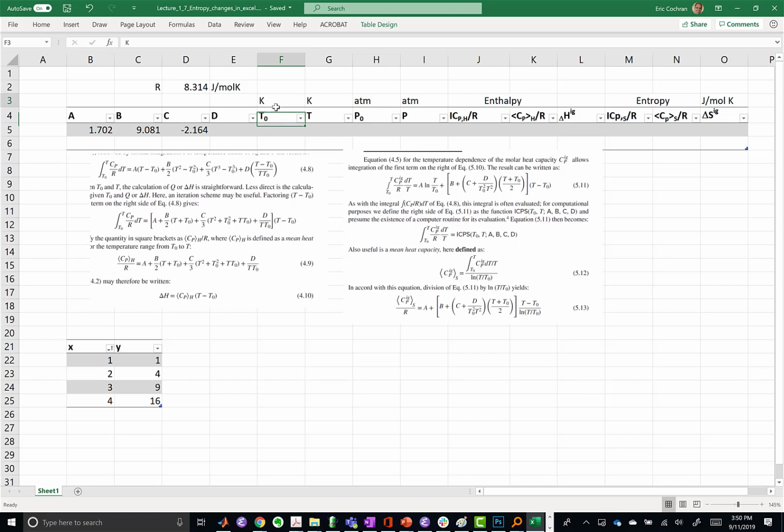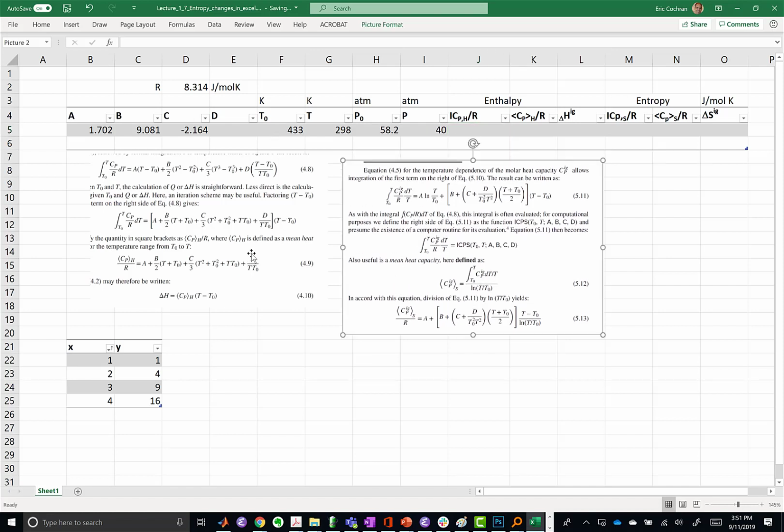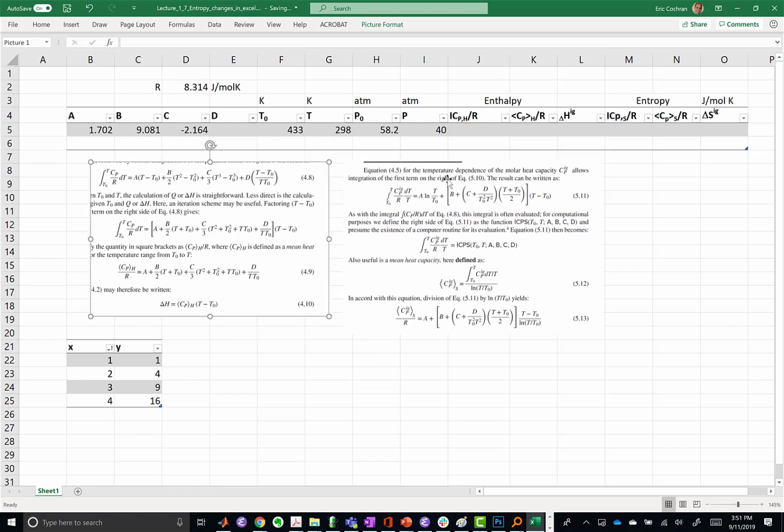So this next section of 4 cells, this is my user input region. So the first example I'm going to do, we're going from 433 Kelvin to 298 Kelvin. We're going from 58.2 atmospheres to 40 atmospheres. Now, one thing I'll note about these state change calculations for entropy is the pressure only appears as a ratio, so the units don't really matter.